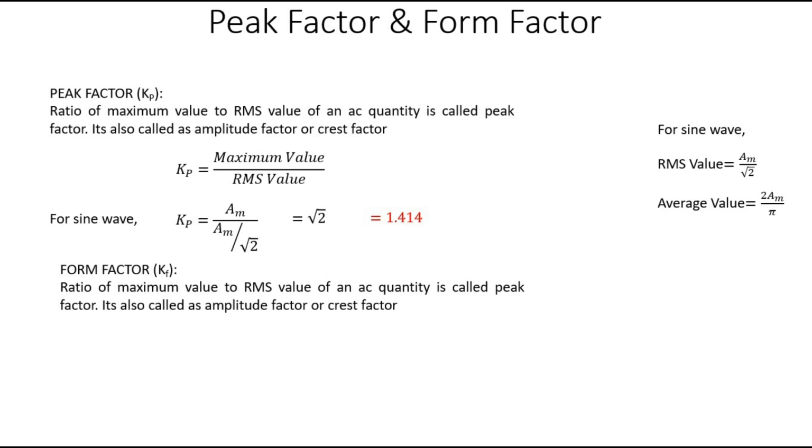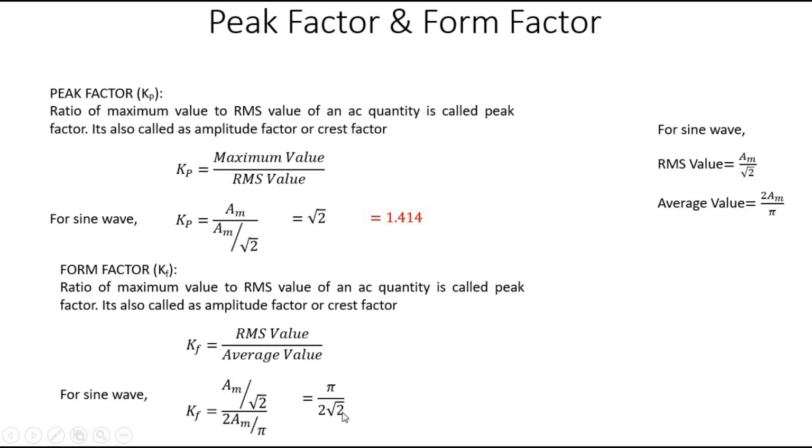Similarly, another term is form factor. Form factor Kf is the ratio of RMS value to average value. For a sine wave, the RMS value is Am/√2 and the average value is 2Am/π. So we get π/(2√2), which is actually 1.11. So for a sine wave, the peak factor is 1.414 and the form factor is 1.11.